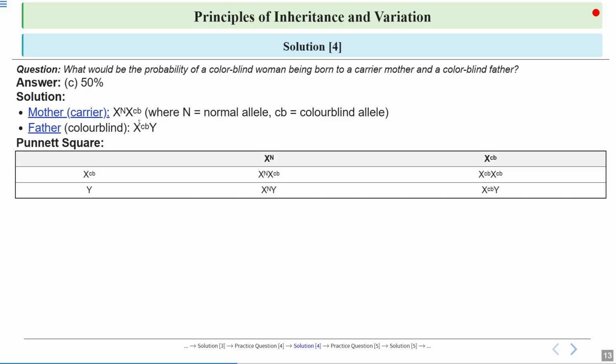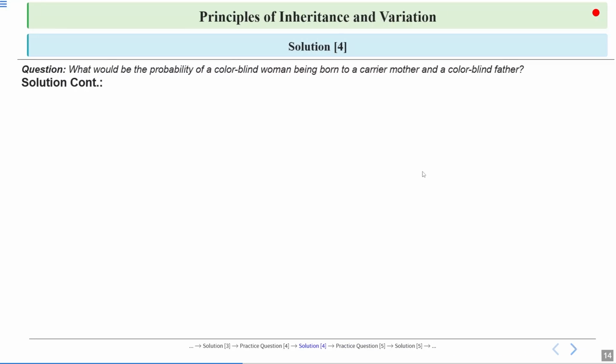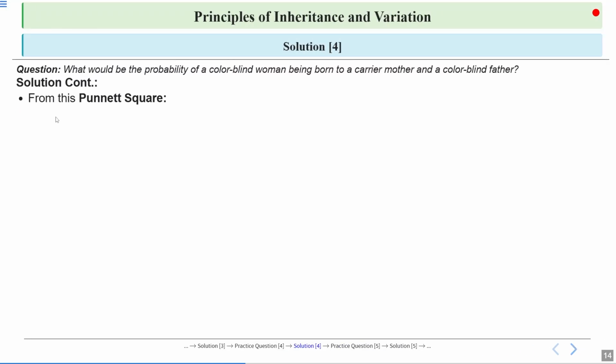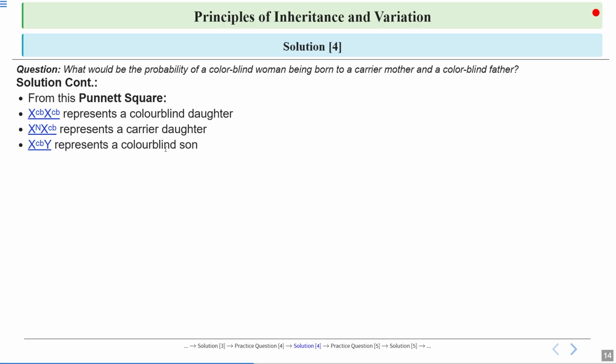Now you can make a Punnett square. After analyzing this Punnett square, these are the 4 genotypes, the 4 possibilities. Clear? Now you can see, here is the daughter who is colorblind. She has inherited both X chromosomes having the color blindness gene, one from the father, one from the mother. XCB XCB represents the colorblind daughter. XN XCB represents the carrier daughter. XCB Y represents a colorblind son and XN Y represents a normal son.